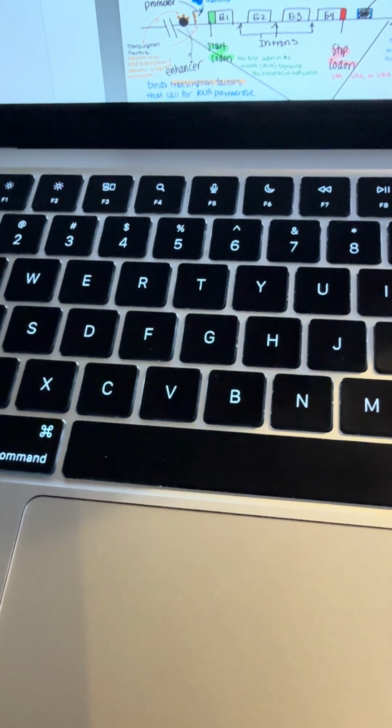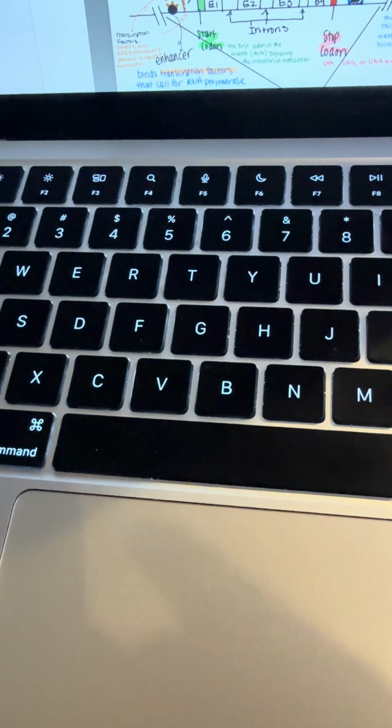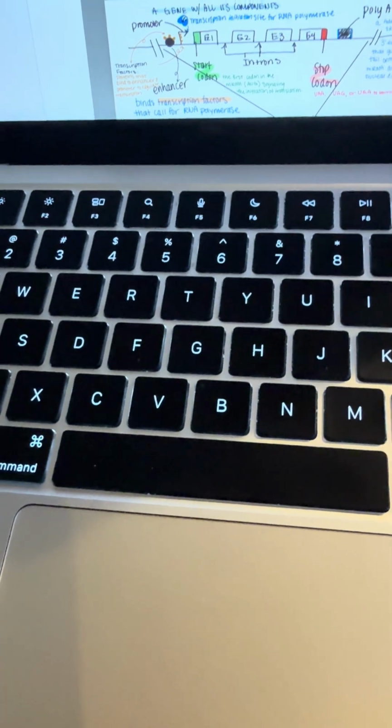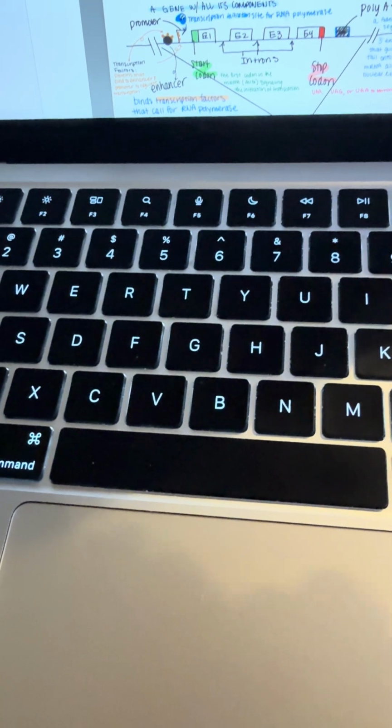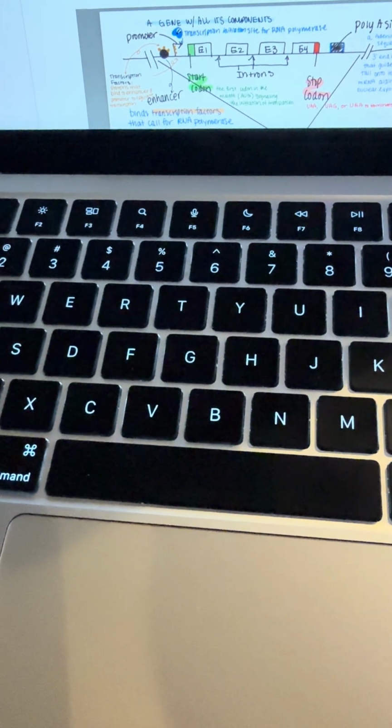Going back to DNA, you're going to draw a loop arrow. On top of the loop arrow, you're going to say replication. And underneath the loop arrow, you're going to say DNA polymerase.